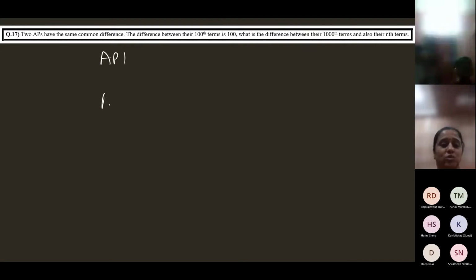AP1, AP2, the common difference is the same, D. The first terms are different. You will say nothing is given, but if nothing is given, that means they are different. If that is also the same, then how will they be two different APs? If they have the same first term and the same common difference, then they'll be the same AP, right? So obviously the first terms have to be different because the common difference is the same. So this is A, and any letter you can use here, say capital A.